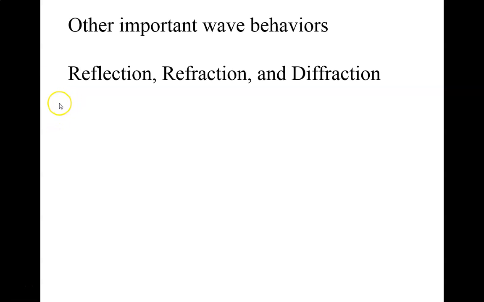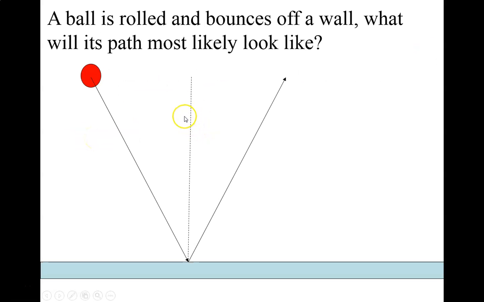Okay, I want to go into reflection a little bit more and then talk about refraction and diffraction, other important wave behaviors. So first off, light behaves like a ball that's rolled and hits a wall. It bounces off at an angle equal to that which it struck at. So if this angle right here is 20 degrees, then this angle right here would be 20 degrees.